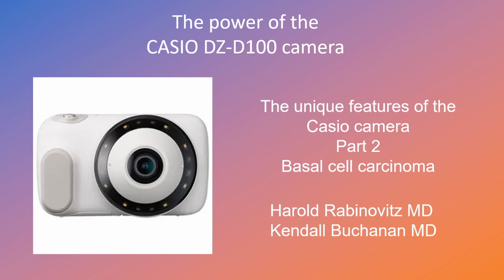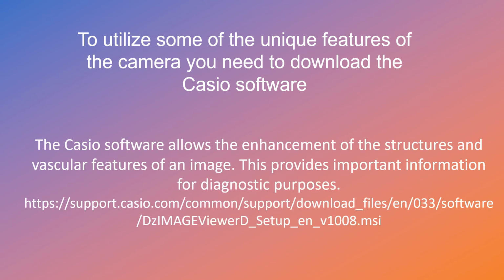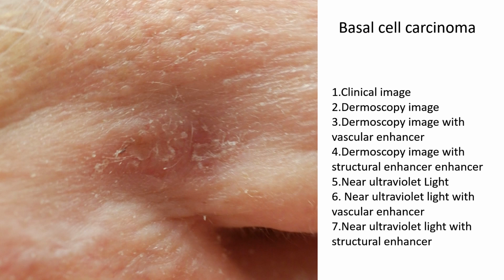Today we're going to talk about some of the unique features of the CASIO camera for basal cell carcinomas. To understand and utilize some of these unique features of the camera, you need to download the CASIO software. This software allows the enhancement of the structures and vascular features of an image, and it provides important information for diagnostic purposes.